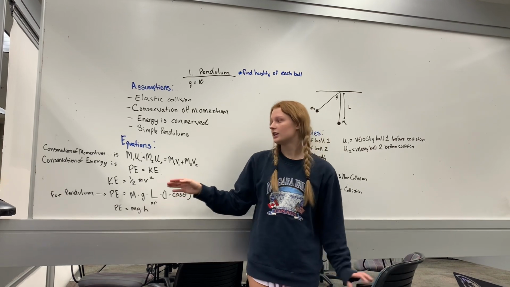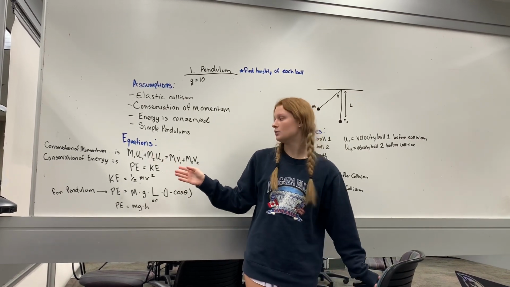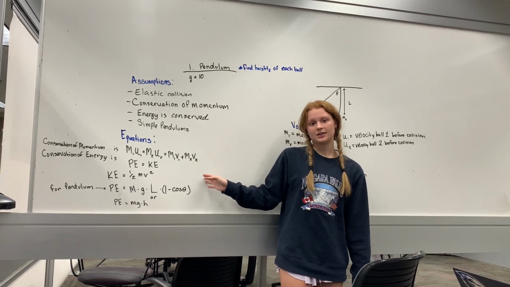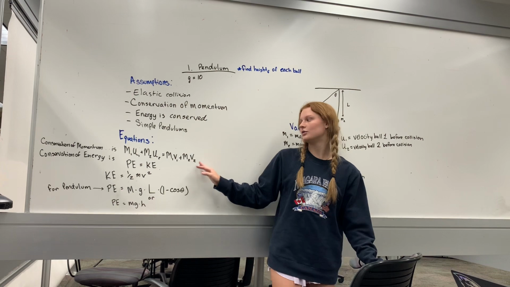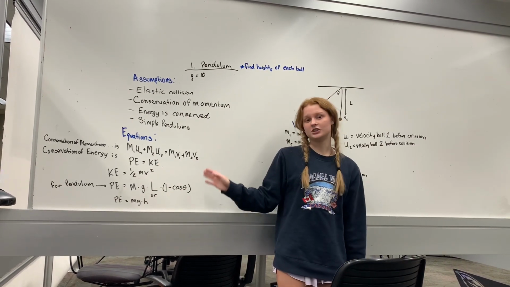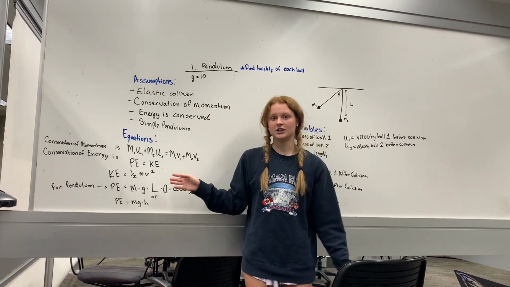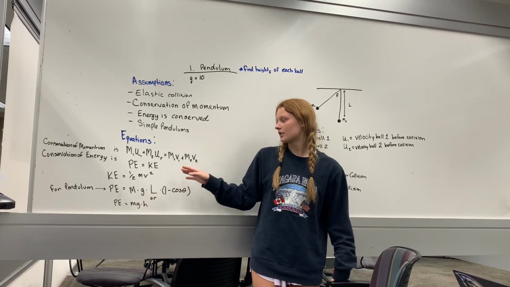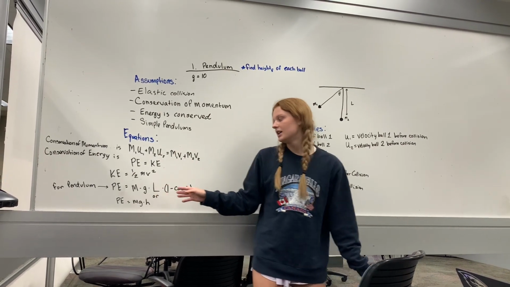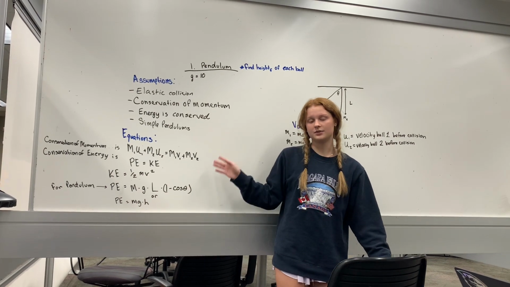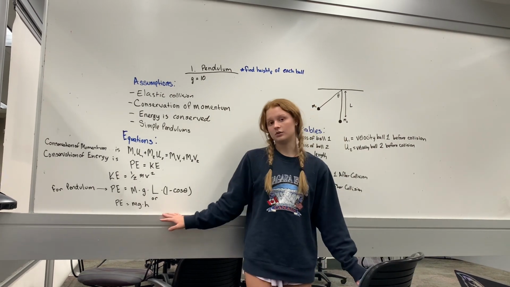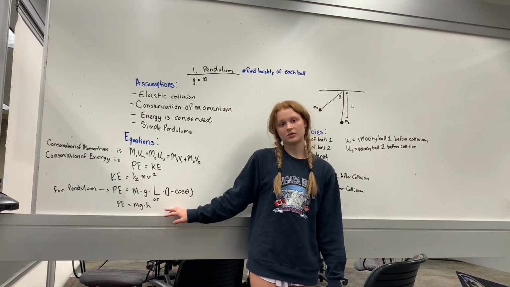The equations that we will be using are conservation of momentum, which is m1 u1 plus m2 u2 equals m1 v1 plus m2 v2. We'll also be using conservation of energy, which is potential energy equals kinetic energy. Kinetic energy equals 1/2 mass times v squared, and potential energy for a pendulum is mass times gravity times length of the string times 1 minus cosine theta. We'll also be using potential energy equals mass times gravity times height.